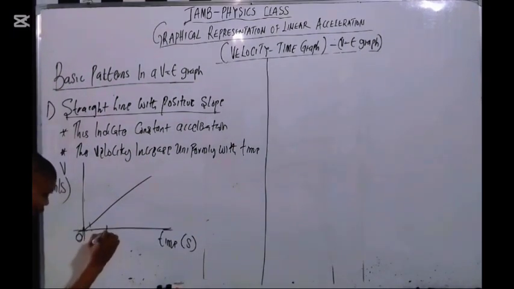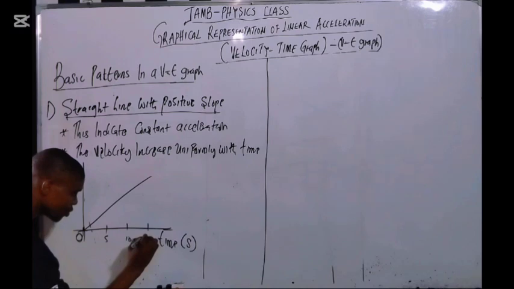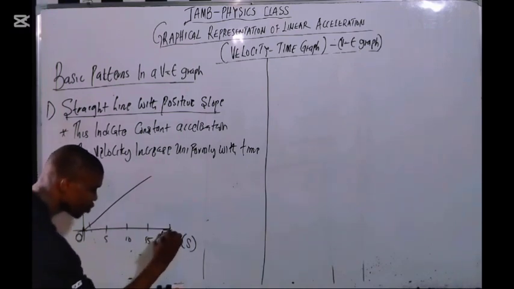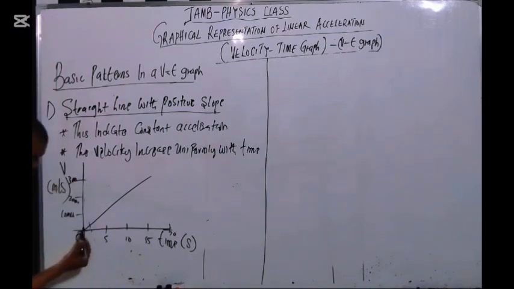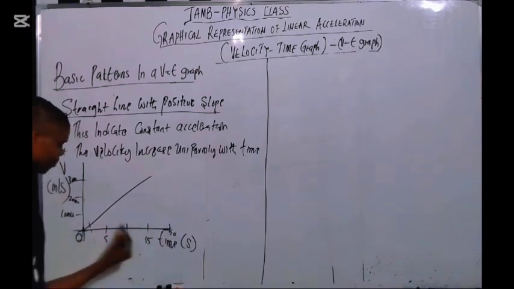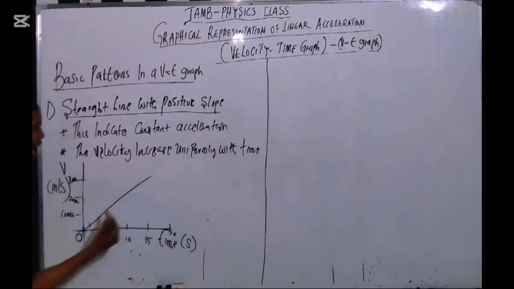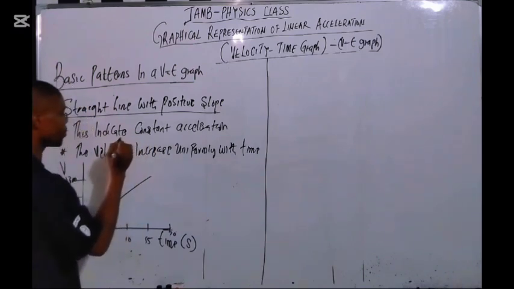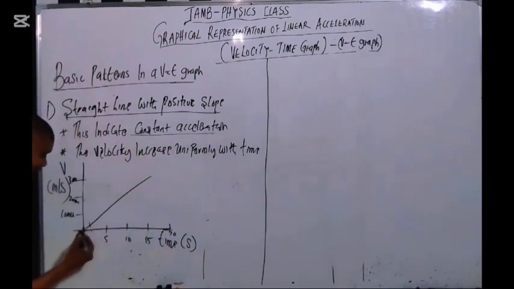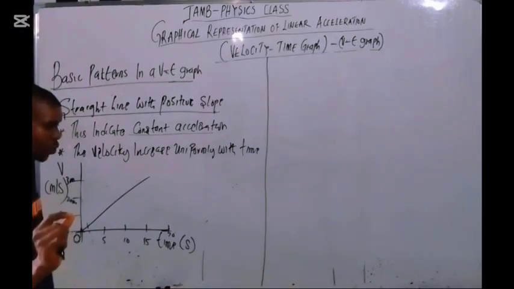So now let us say here 5 seconds, 10 seconds, 15 seconds, 20 seconds, and here we have 10 meter per second, 20 meter per second, 30 meter per second. So as we move from here to here, what happens? The velocity increases. Just as the velocity increases uniformly, this indicates constant acceleration.